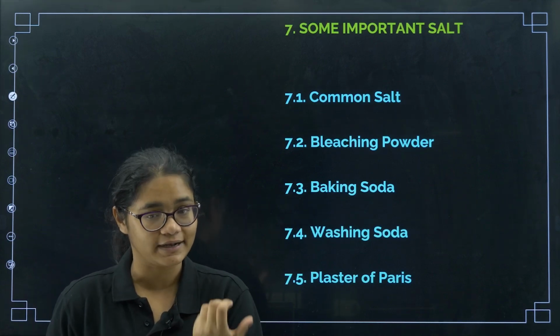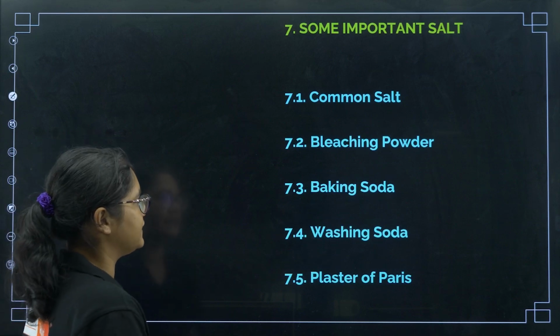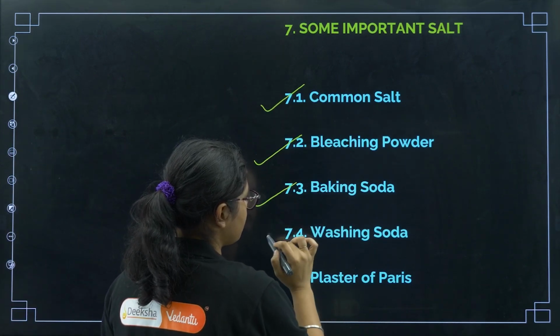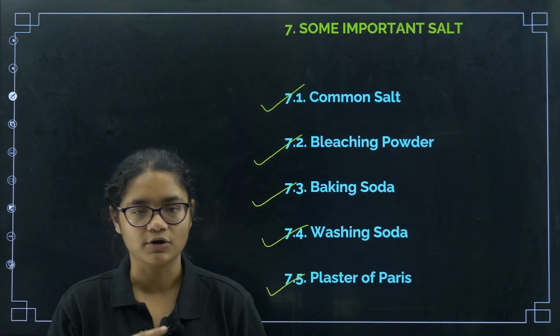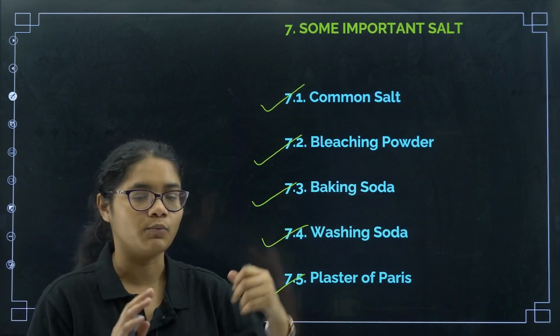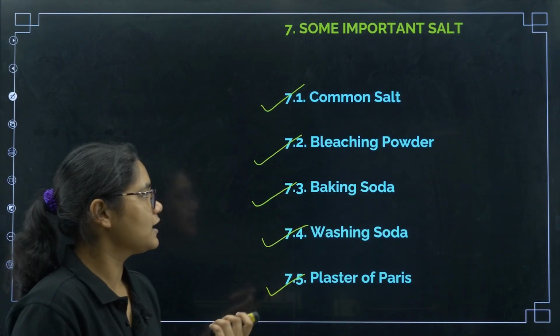Next, coming to some important salts that we use in our daily life. So first one is common salt. We'll be studying all of this in detail. So first is common salt, then we have bleaching powder, baking soda, washing soda and plaster of Paris. Okay, what are these salts? Common salt, bleaching powder, baking soda, washing soda and plaster of Paris. Okay, so we'll start one by one.